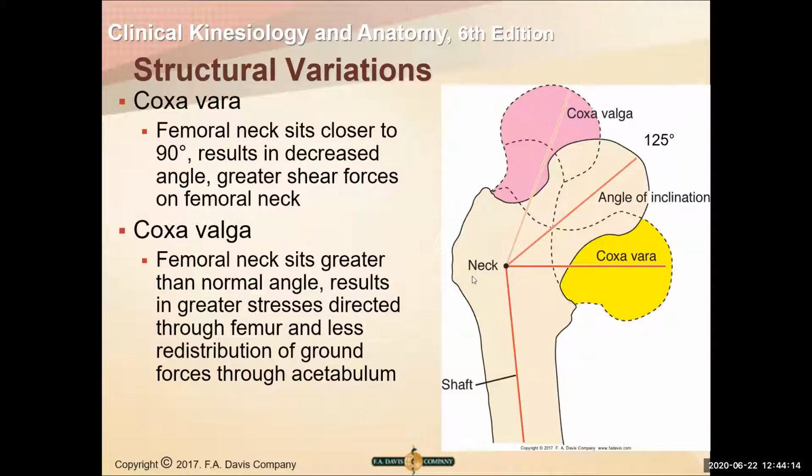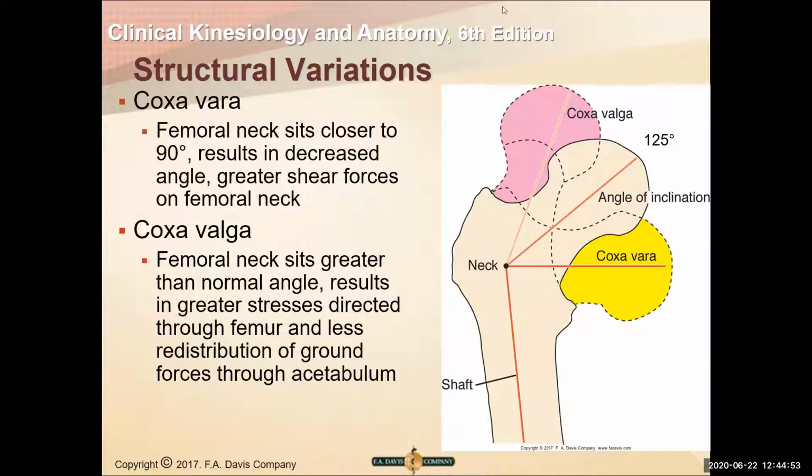So now we're going to talk about coxa vara and coxa valga. Have you heard the term coxa before? Where have you heard the term coxa? Coxa literally means hip. Yeah, os coxa is your hip bones, right? Good. So we have the angle of the femur pointing forward and pointing backwards. We also have the angle of the femur going this way, down that femoral neck, right? So coxa vara is a femoral neck that sits closer to 90 degrees.